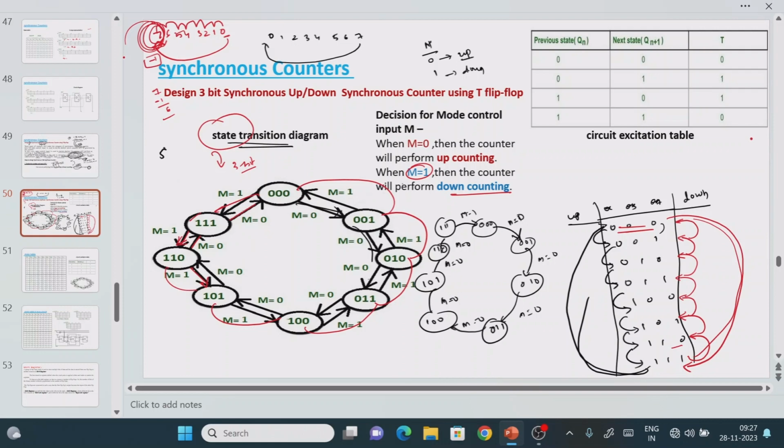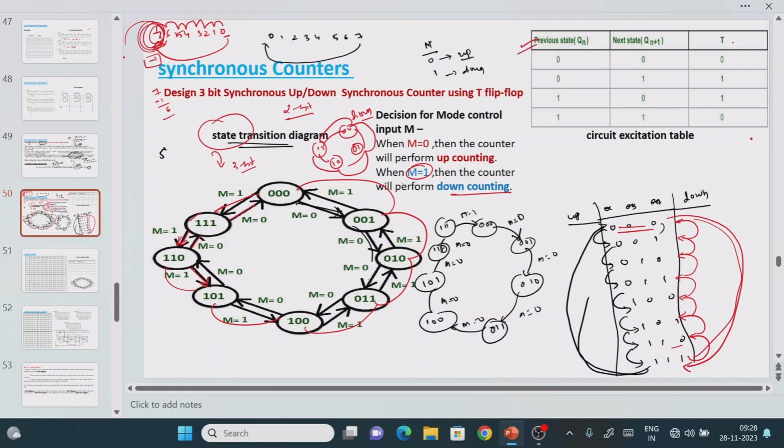From an exam point of view, they might ask you to design a 2-bit one also. In this case, what do you have to take? You take 0 0, 0 1, 1 0, 1 1. When m equal to 0, it will perform the up counting operation. When m equal to 1, it will perform the down counting operation. This is important. They might ask a 1-2 mark question like: draw the state diagram for the 2-bit up down counter. So once it is done, what is the next step? We need to draw the excitation table for the T flip-flop, right?